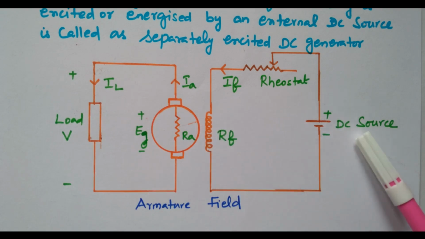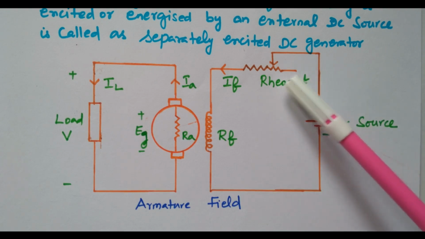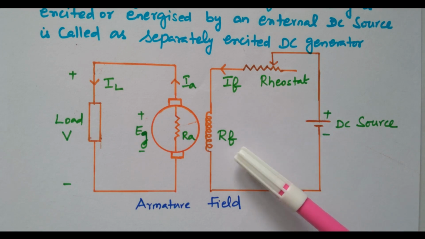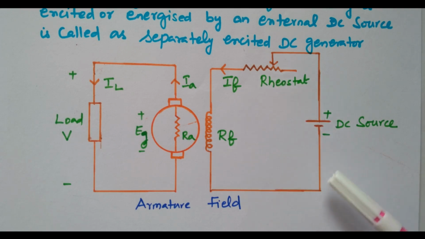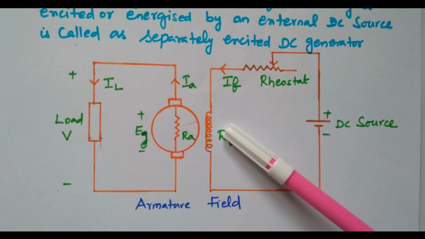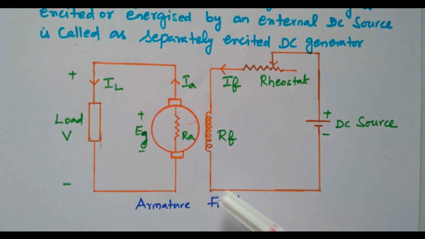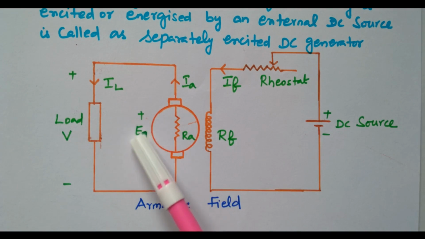For this field winding, the excitation is given separately by another DC source through this rheostat. In order to control the voltage applied to the field winding, this rheostat is used, right. The DC supply is given while adjusting the rheostat. The field winding current will flow, then the magnetic field will be created, right. So this excitation is given separately. This is the field winding, this is the armature winding, right. Due to the interaction between the armature and field winding, the EMF is generated. EMF is generated in the armature, so that is available at the load terminal, right.